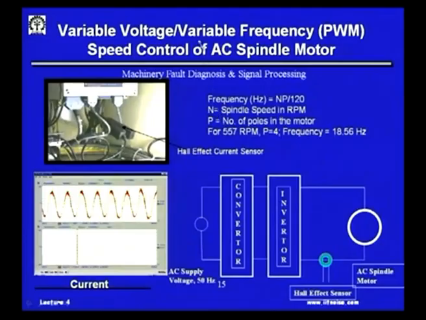This current being supplied to the spindle motor was measured using a Hall effect sensor, because this had a variable frequency drive, and the RPM was 557 RPM. It corresponded to a frequency of 18.56 Hertz, and if you look at the current measured by the Hall effect sensor driving the spindle motor, you will see the current is a sinusoidal signal, and a single frequency is shown in this current.